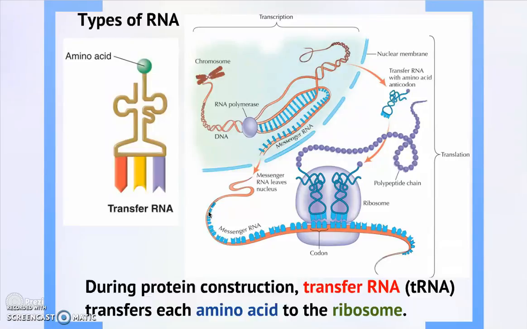Our next type of RNA is tRNA, our transfer RNA. What tRNA does is bring the amino acid to the ribosome in order for it to be linked into these polypeptide chains, which make up our proteins. This is the structure of a tRNA molecule, and these are three RNA nitrogen bases that are attached to this amino acid.